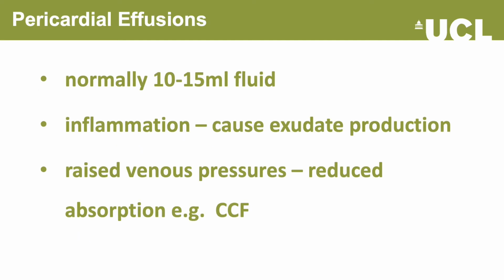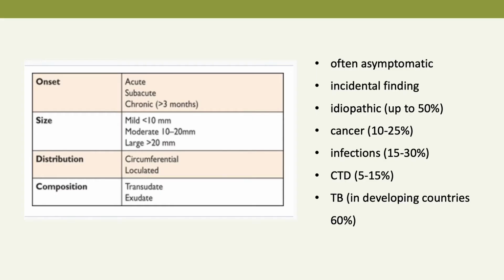So pericardial effusion: normally patients will have about 10 to 15 mLs of fluid surrounding the heart in the pericardium. Of course, inflammation will cause an exudative production of fluid, hence you'll get a build-up of effusion. Sometimes if you have a raised venous pressure, such as in CCF, you'll get reduced absorption of the pericardial fluid.